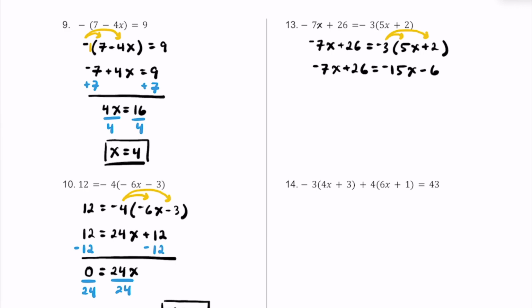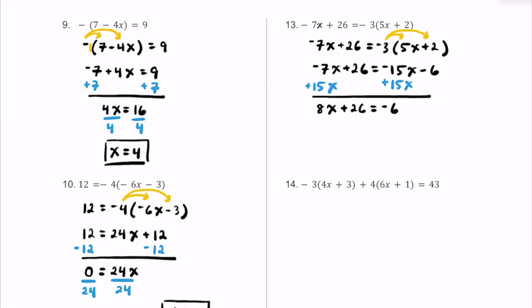Okay. At this point, let's go ahead and get all our like terms together. I'm going to move all my x terms to the left side, and I want a positive coefficient. So let's move the negative 15x to the left side strategically, so we have a positive coefficient when we do that. I'm going to add 15x to both sides here. By adding 15x, we're going to get a positive 8x on the left side plus 26, and that's going to equal this negative 6 on the right side.